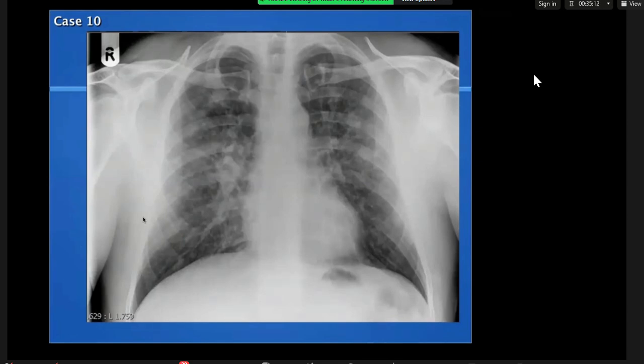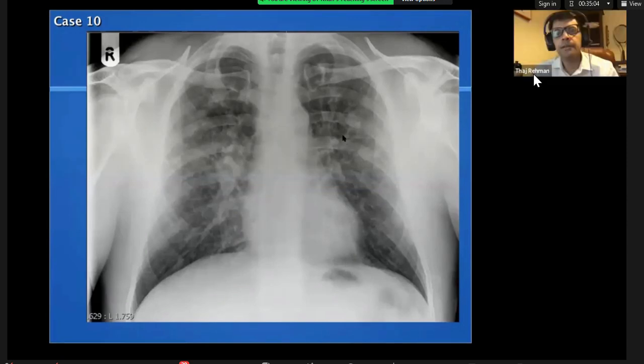And there's some nodularity again bilaterally within the mid-zones. A differential remains of sarcoid with lung involvement this time. Very good. Yeah, hilar lymphadenopathy and nodules. Can you see the nodules? They are somewhat coalescing nodules. Yeah. They can be alveolar plus interstitial, which is more likely sarcoid.